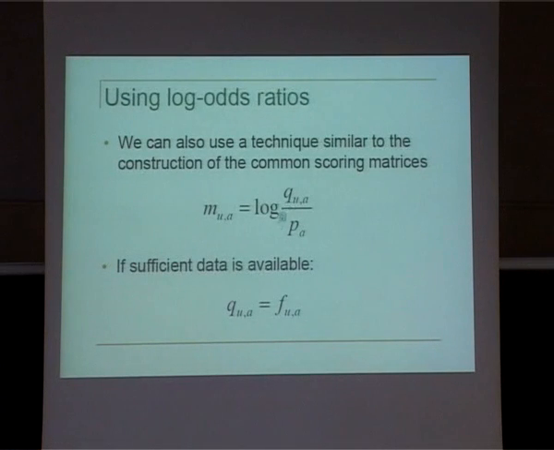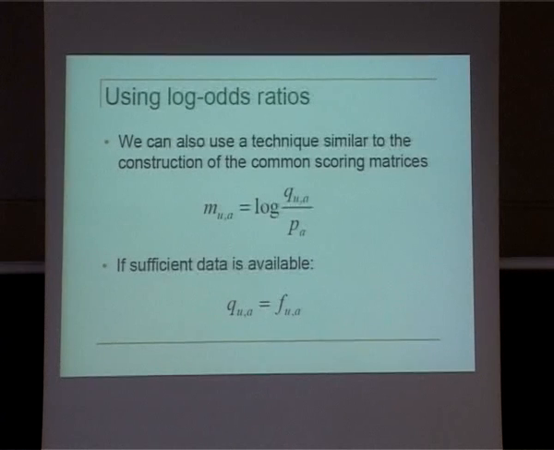Here, if sufficient data is available, we can use QA directly as FUA, the frequency. Sufficient data means that we have lots of sequences in our family, and they are very long, with hundreds of sequences in our family. Then we can use this log-odds ratio safely. However, if we have only 5 sequences or 10 sequences, something dangerous is going to happen here.